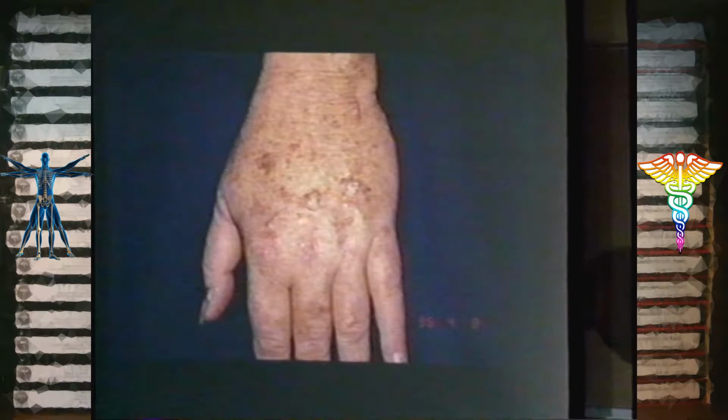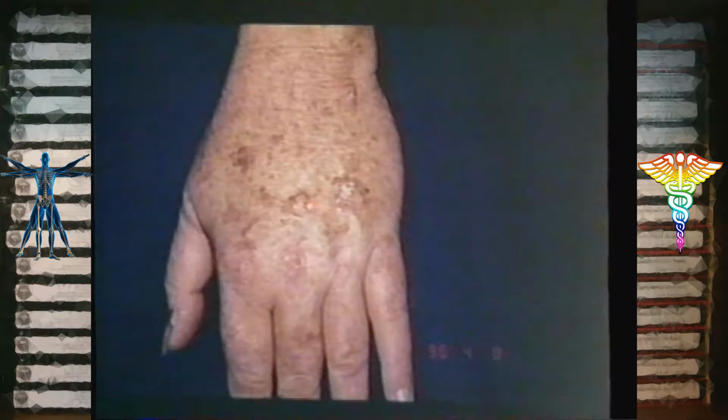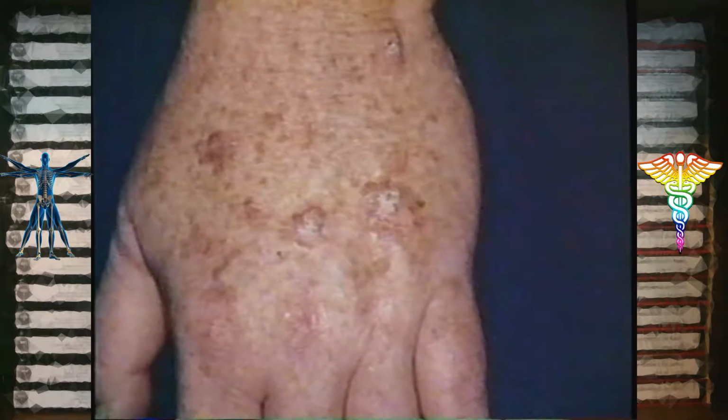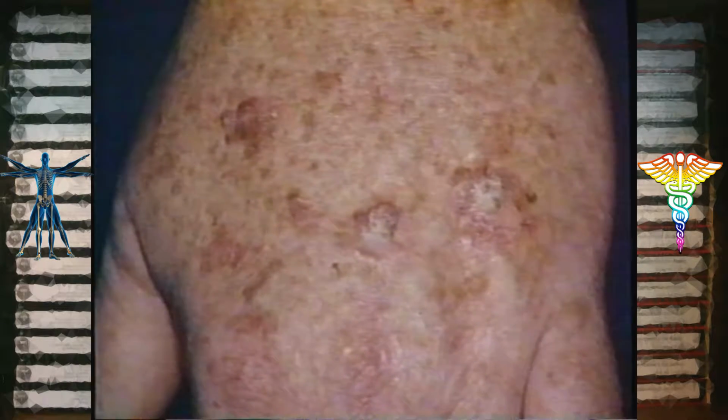Here we have the hyperkeratotic type of actinic keratosis on the back of the hands. At this point in time, to be honest with you, you can't really tell whether this is a hypertrophic actinic keratosis or an early squamous cell carcinoma.